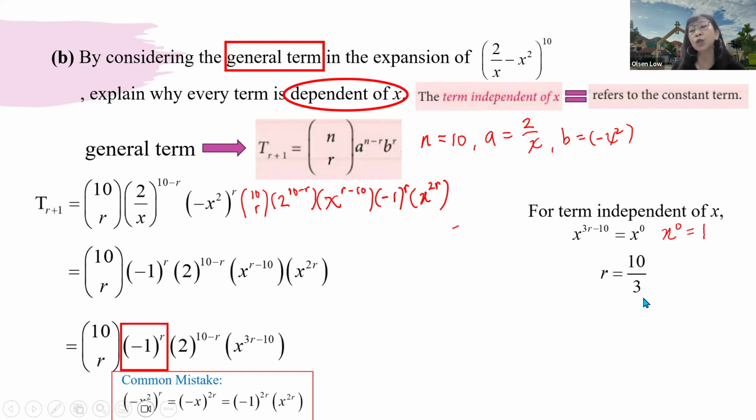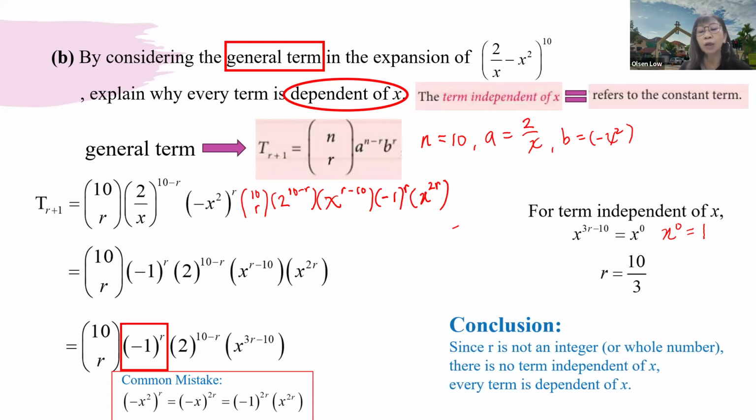So by solving this equation, we will see that the value of r is actually 10 over 3. We know very well it is not possible to have 10 over 3, so we can't have a term that is non-integer. Since r is not an integer, we can say that there is no such term. So if there is no term that is independent of x, therefore we conclude that every term is dependent on x.